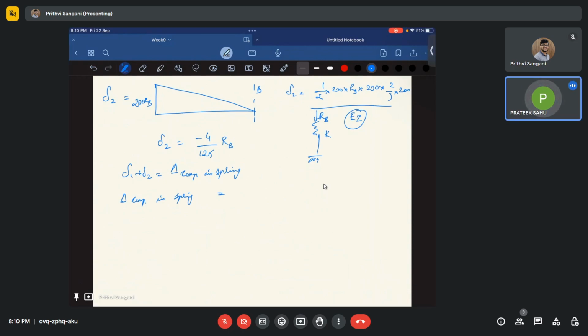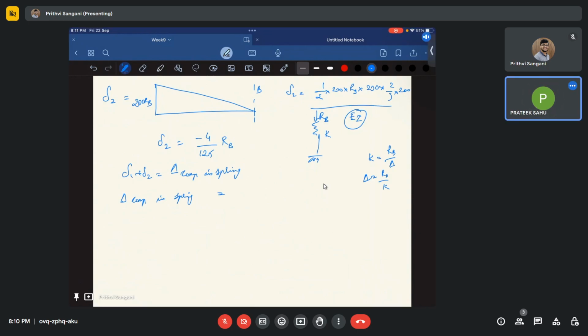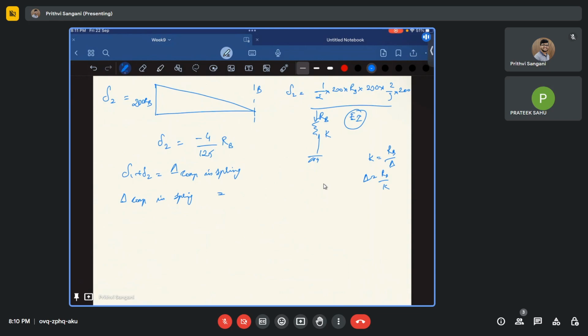Yes sir, it is RB, na. See, what is stiffness? Stiffness is nothing but load by displacement. Yes sir. So what is my displacement? Displacement is RB by K. Yes sir. So RB by K, where K is 2, so it is going to be minus RB by K, because the spring is again going to compress, so that's why I'm taking it as minus.